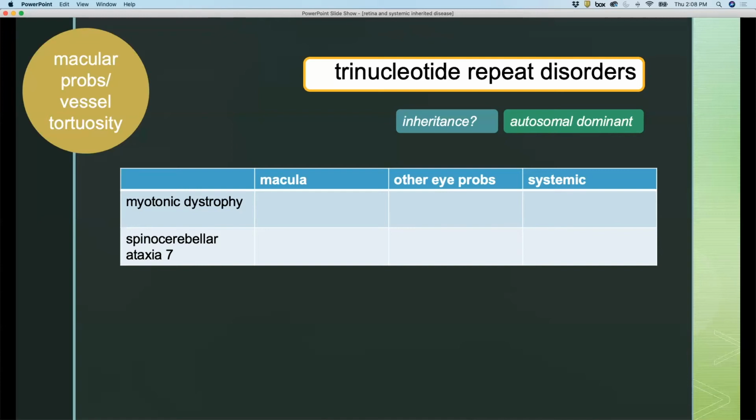So do you know what other things myotonic dystrophy can cause, either in the eyes or the rest of the body? Yeah, well, they obviously have a myopathy systemically, but I think that they also have Christmas tree cataracts, right? Great, wonderful.